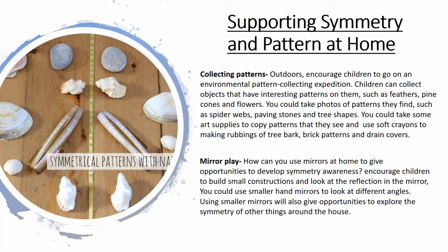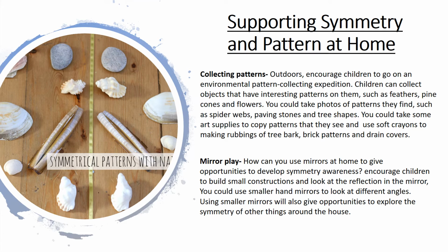Supporting symmetry and pattern at home. Collecting patterns outdoors: encourage children to go on an environmental pattern collecting expedition. Children could collect objects that have interesting patterns on them, such as feathers, pine cones and flowers. You could take photos of patterns they find, such as spider webs, paving stones and tree shapes. You could take some art supplies to copy patterns that they see and use soft crayons to make rubbings of tree bark, brick patterns and rain covers.